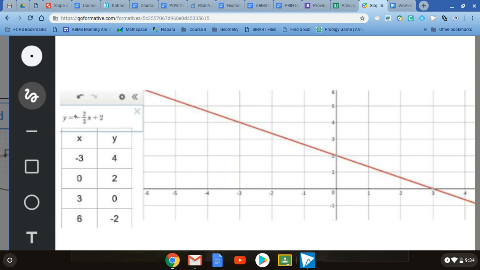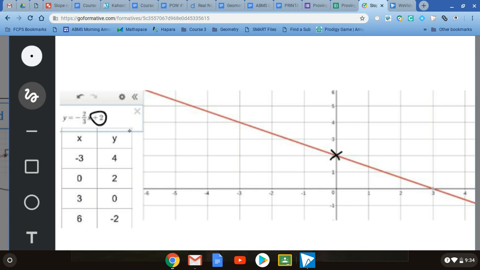So this one says negative 2/3 x plus 2. So again, the plus 2, this number on the end, tells us where it crosses the y-axis. So my graph crosses the y at a positive 2. And again, it's always where it crosses the y. That's what that number always tells us.